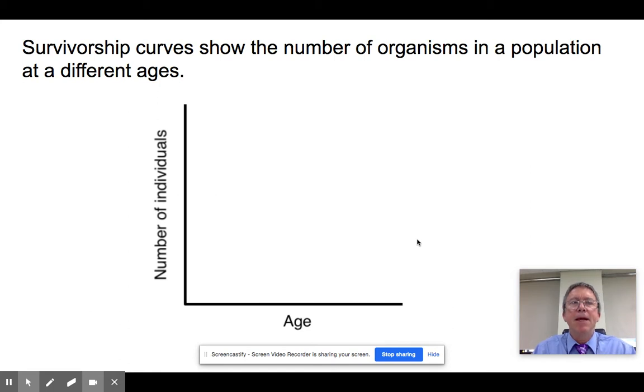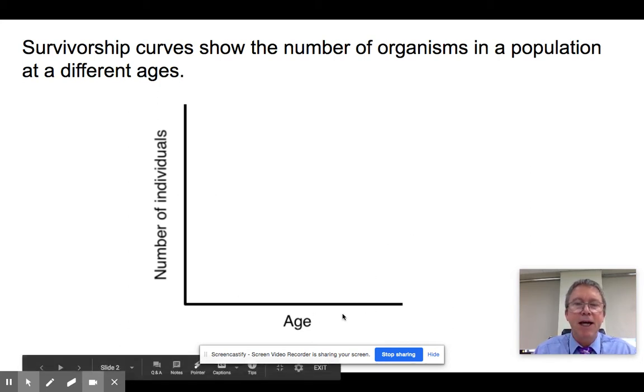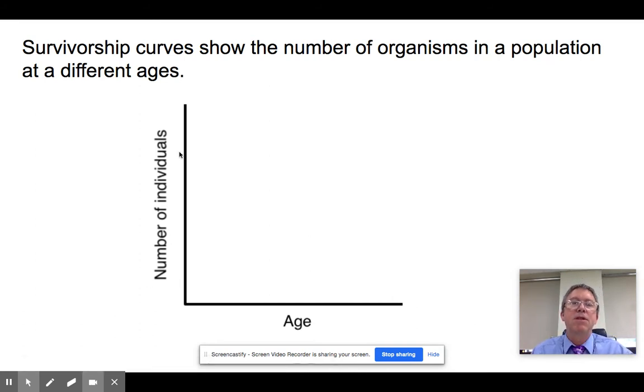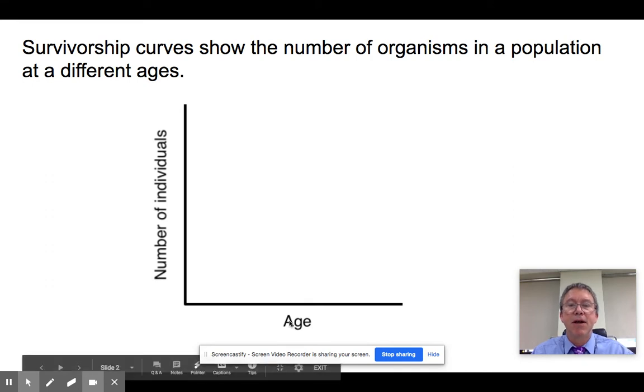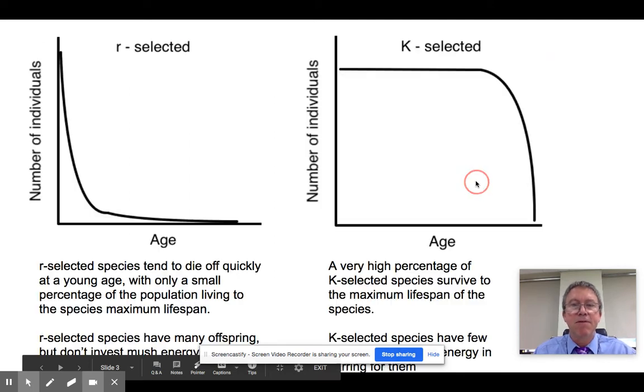So, in a survivorship curve, we're going to have a graph in which the x-axis is going to be time or age of organisms, and the y-axis is either going to be the number of individuals in the population or the percent of individuals in the population that are that particular age or have been alive for that much time. And so when we plot this, we see some interesting phenomena.